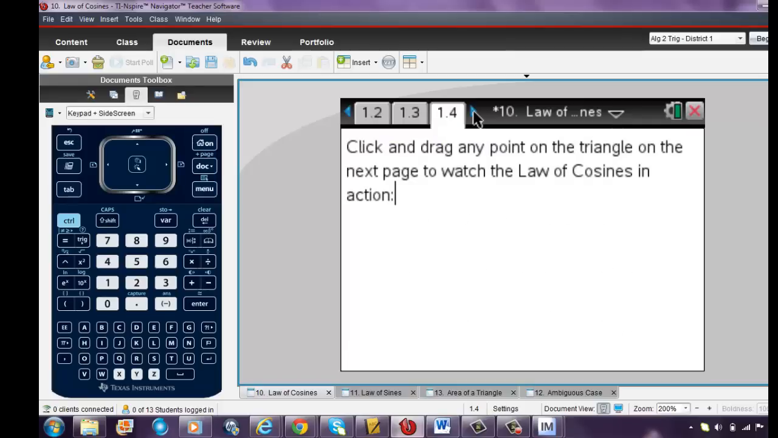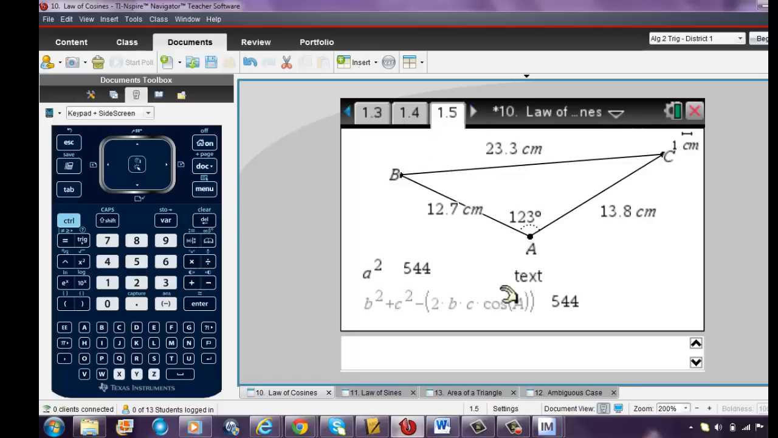Click and drag any point on the triangle on the next page to watch the law of cosines in action. And this is just to show you that it always works. Here I've taken the value of a and squared it, and then that should be equal to b squared plus c squared minus 2bc times the cosine of a. So for the particular triangle that's on my screen, your Inspire might be different. I have 544 to start. But what I want you to do is to grab any point. Here's point B. Remember, you click and hold.